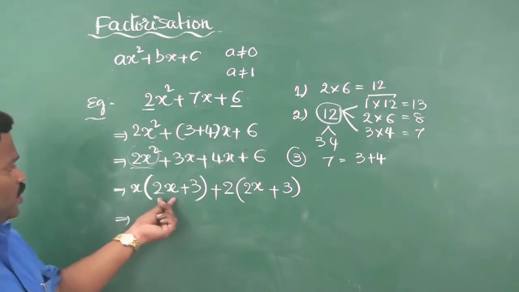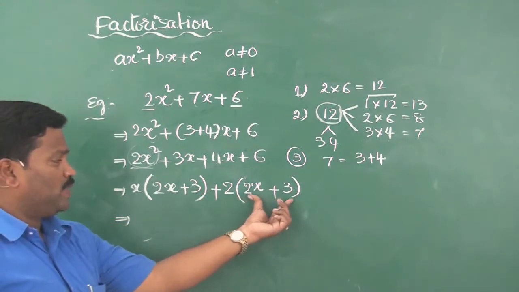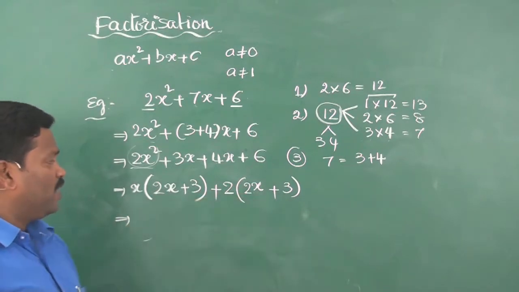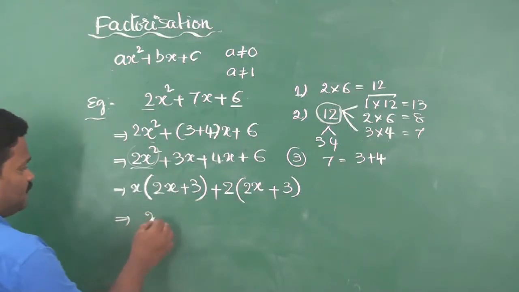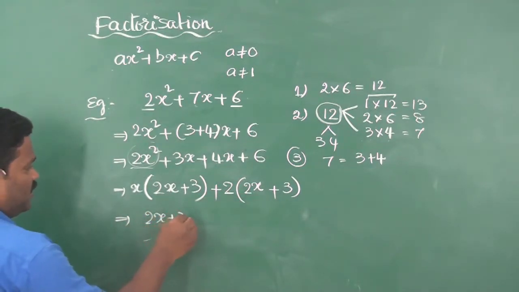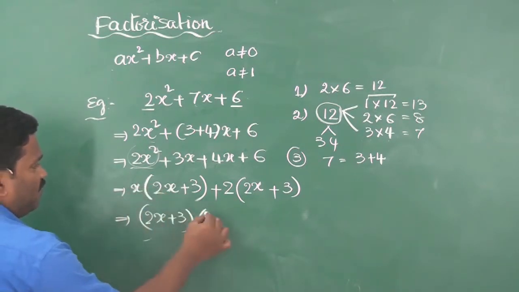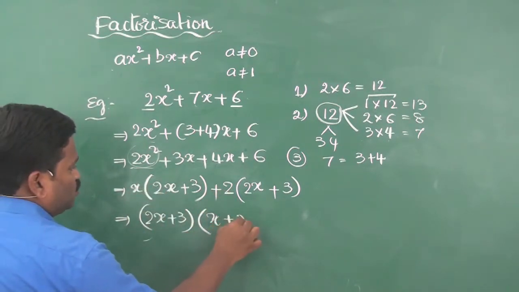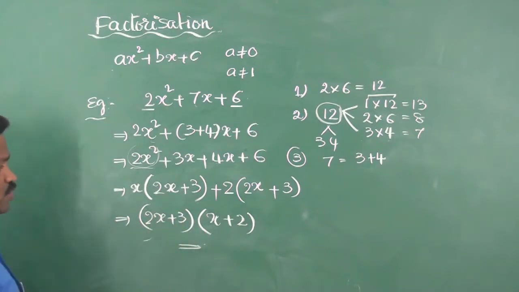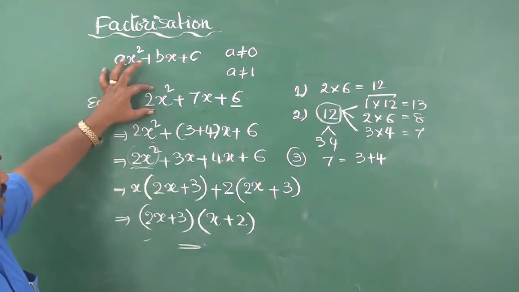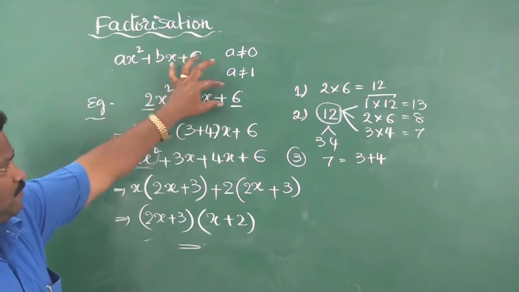Again observe, 2x plus 3, 2x plus 3. We have the same factor common. Take 2x plus 3 of, here we have x, here plus 2. So these two are factors of 2x square plus 7x plus 6.